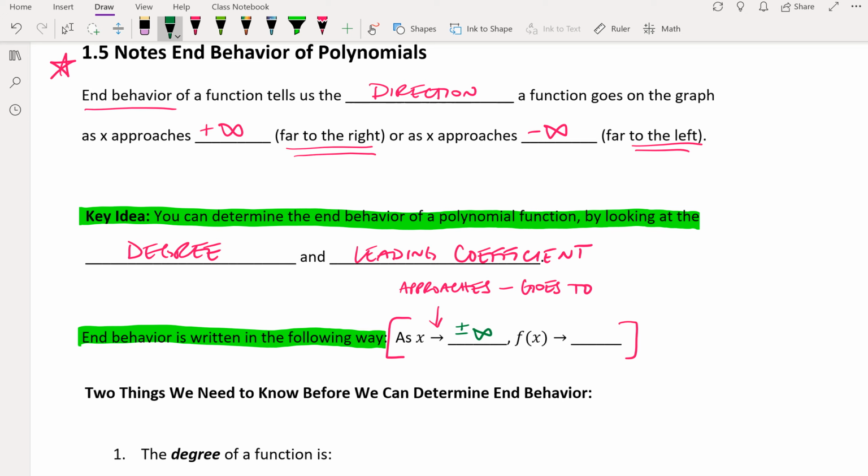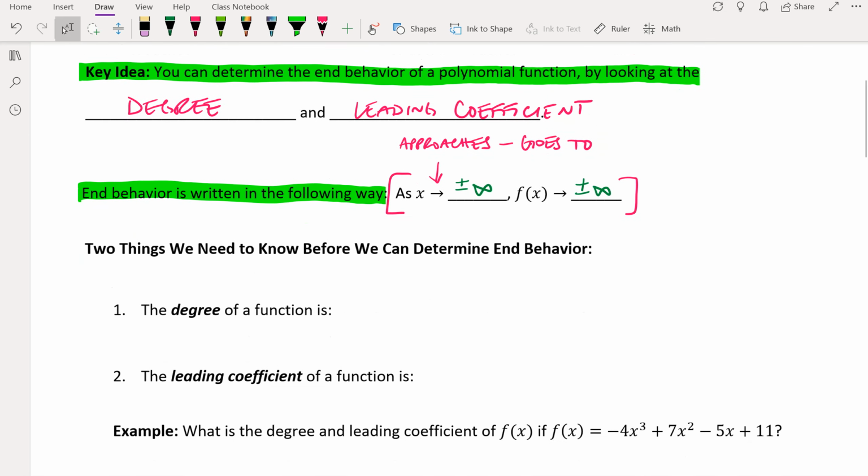F of x, so as x goes to plus or minus infinity, f of x goes to plus or minus infinity. And again, we're going to have to choose positive, is it positive infinity or negative infinity? Okay. So hopefully you got that down in your notes.